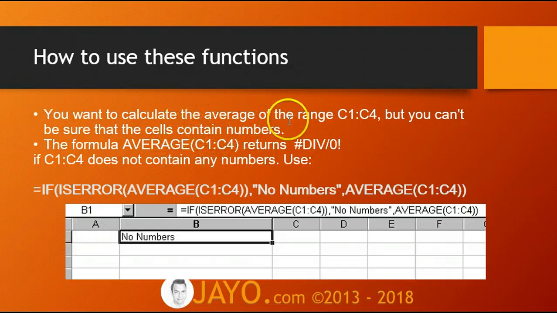For example, if you want to calculate the average of range C1 to C4, but you can't be sure that the cells contain numbers, the formula AVERAGE(C1:C4) would return something like this: divide by 0, not possible. If C1 to C4 does not contain any numbers, so if there are no numbers, give the message "no numbers", and this is the formula that we'll use. So let us try this formula.